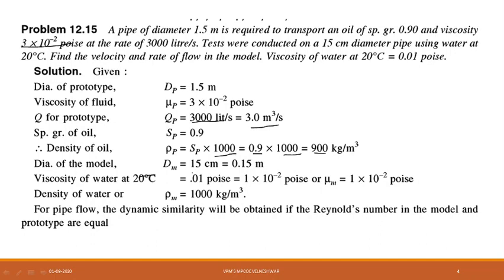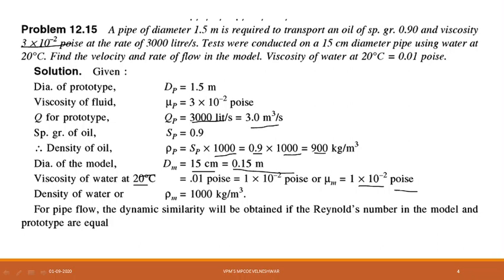Now diameter of model, how much here it is there? 15 centimeter. If I am converting into meter, 0.15 meter. Now viscosity of water at 20 degrees centigrade is equal to 0.01 poise, that is 1 into 10 to the power minus 2 poise. mu m is equal to 1 into 10 to the power minus 2 poise. Here everything I keep in poise only. Why? Because we have to consider mu p by mu m, so no need of converting units.